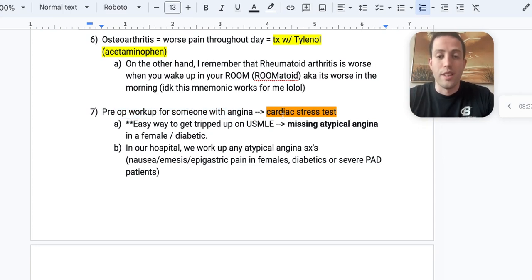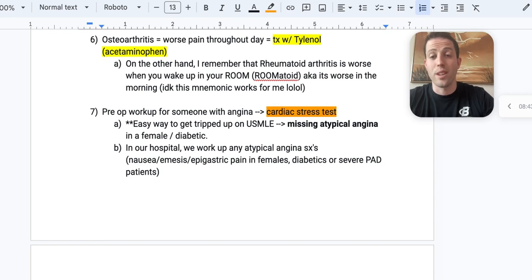Cardiac stress test. And they could put a ton of different things. They could say cardiac scintigraphy. They could say regadenoson stress test. They could say exercise treadmill stress test. There's all kinds of different stress tests. But keep in mind, the big overarching thing you want to look for is some sort of a cardiac stress test. So that's not very difficult.